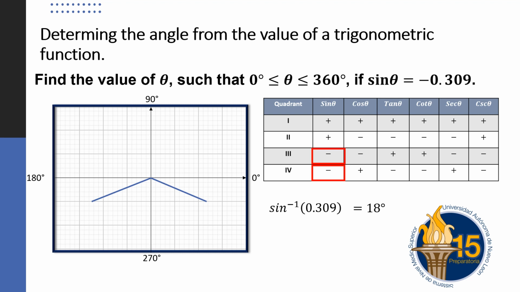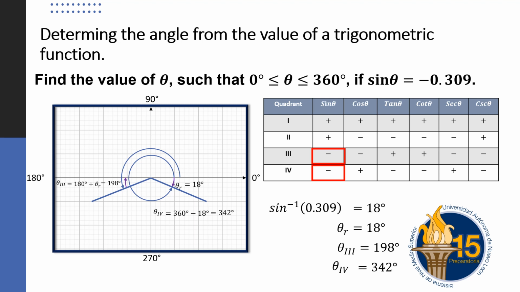So, for the angle that must be on the third quadrant, we have to add 180 degrees plus 18 degrees, and that is 198 degrees. And for the angle that must be on quadrant 4, we have to subtract 360 degrees minus 18 degrees, and that is 342 degrees. So the angles that fit the condition that its sine equals minus 0.309 are 198 degrees and 342 degrees.